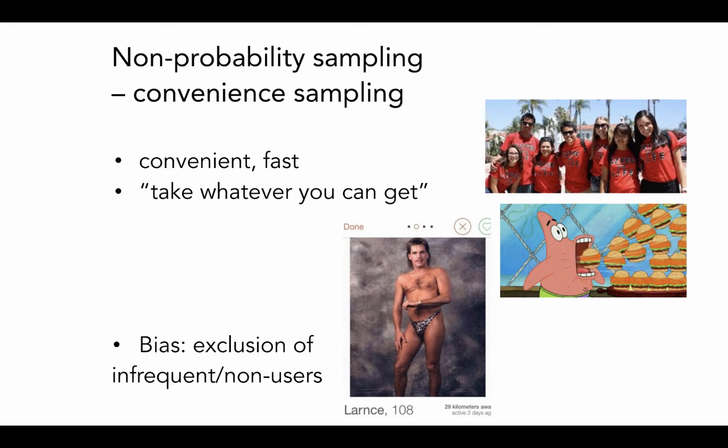So the downside of this, or the potential bias, is that you could inadvertently exclude infrequent or non-users of certain platforms or certain apps and so on. So in the Tinder example, obviously everyone on Tinder is not a valid representation of, let's say, the whole US population or the whole world population. So anyone who's not on Tinder has no chance of being selected in your sample if you take a sample of Tinder users. Same with SDSU students, for example.